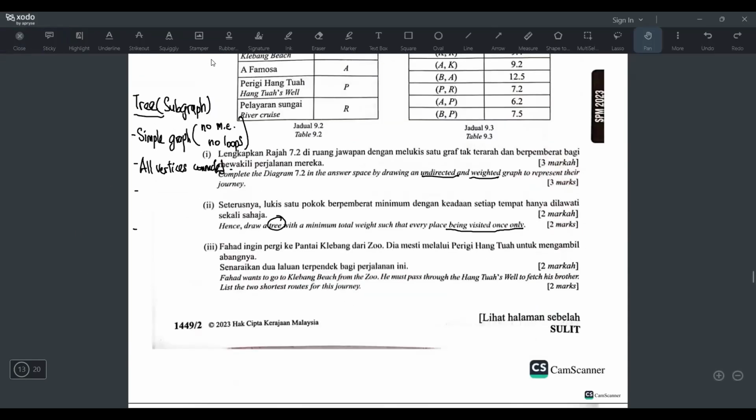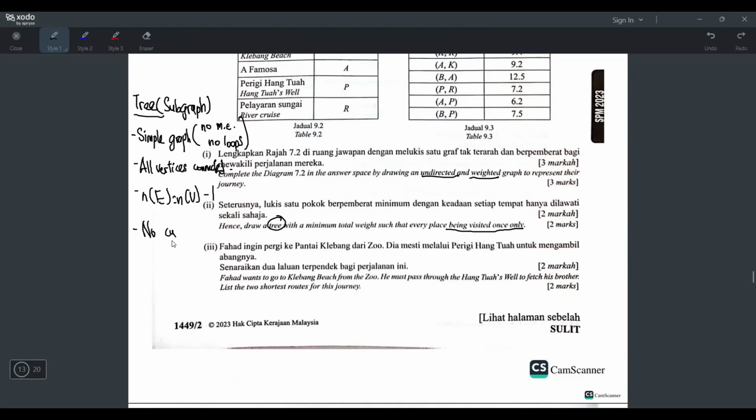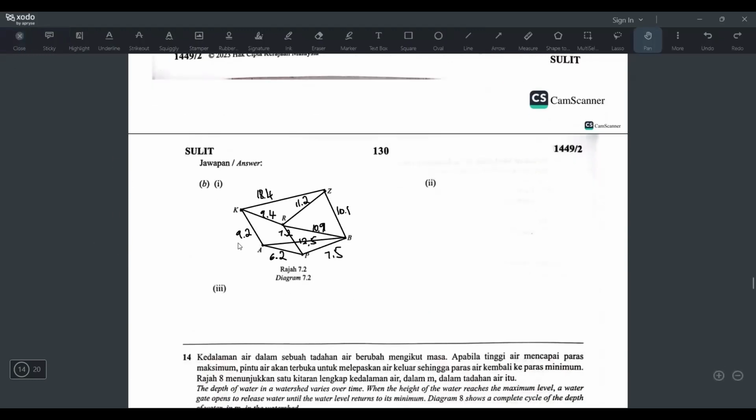Semua kena join. And then the third characteristic is the NE has to always be NV minus 1. Yeah, the number of edges is always the number of vertex minus 1. And then the fourth one is no cycle. No cycle means tak ada kawasan yang tertutup. Okay, cannot have a closed region. So, like for example, this one, you can see this is not a tree because it has a kawasan yang tertutup. Tree tak boleh ada kawasan tertutup.